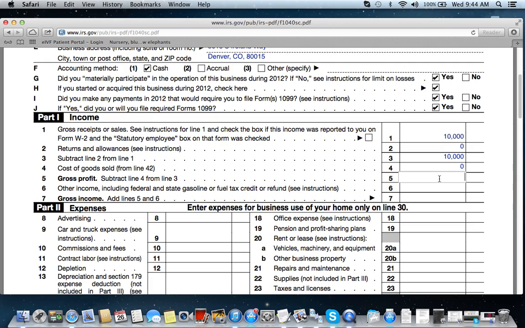So then your gross profit, again, you're just subtracting here. Other income, this generally would be interest income if you have a business bank account. There could be, here they list federal and state gasoline and fuel tax credit or refund. Most of you aren't going to have to worry about that. This will generally be 0 unless you do have a business bank account that you get some interest in. So gross income, bring it down here again, $10,000.